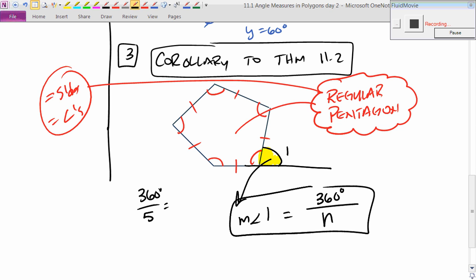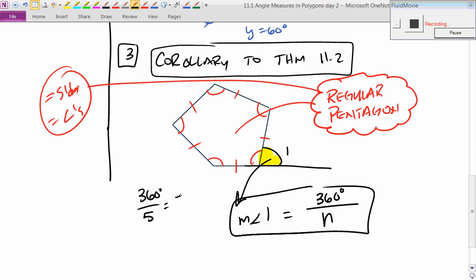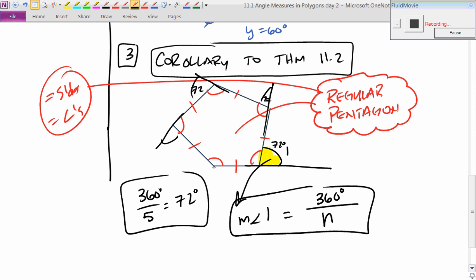How much would that be? Yeah, there you go, 72. So that would give us 72 degrees. So each one of these angles would be 72 degrees. So if I went all the way around, that would be 72, all the way around, 72, and so on and so forth. And the reason that works, you guys, is because your figure is regular. All angles on the inside are the same, and all side lengths are the same. Therefore, every exterior angle has to be the same.